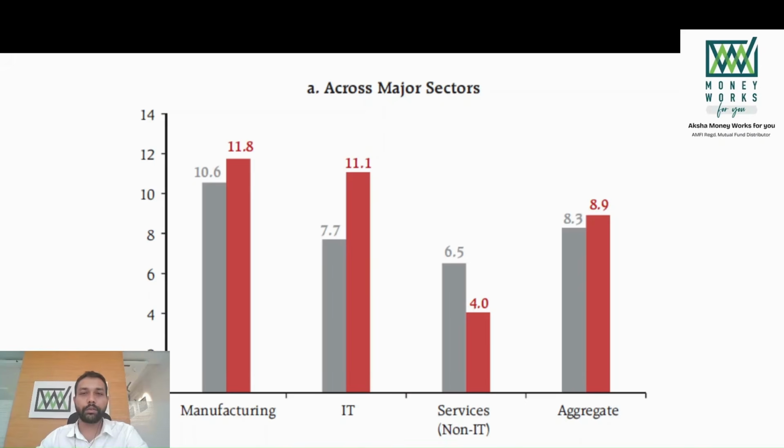This is the sales growth data for Q3 FY26. There was a significant increase quarter on quarter in terms of growth for IT. There was also growth for manufacturing on a quarter-on-quarter basis. In gray it is the Q2 FY26 data, and in red it is the Q3 FY26 data, the latest quarter.